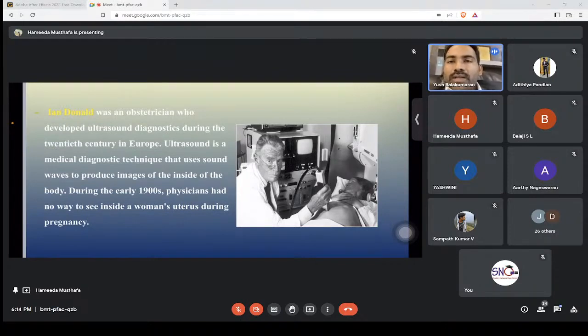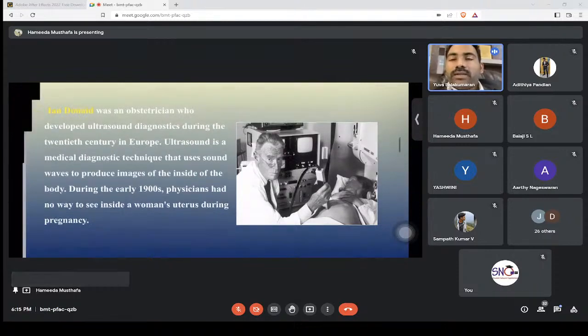So who discovered ultrasound? Ultrasound was developed by Ian Donald. He was an obstetrician who developed ultrasound diagnostics during the 20th century in Europe. Ultrasound is a medical diagnostic technique that uses sound waves to produce images to look inside the body. In the early 1900s, we could not see how the fetus was present inside the womb. Now we can see everything. That is the use of ultrasound. So Ian Donald discovered ultrasound. Next.